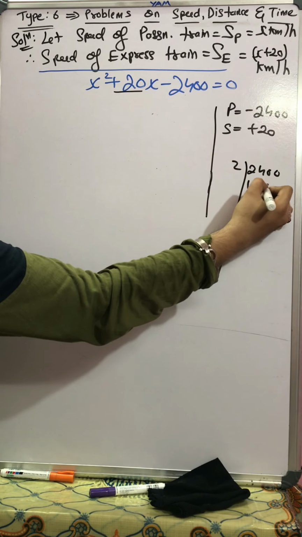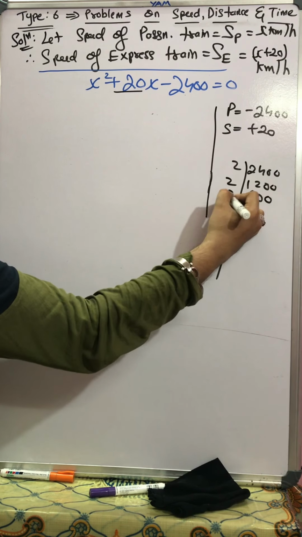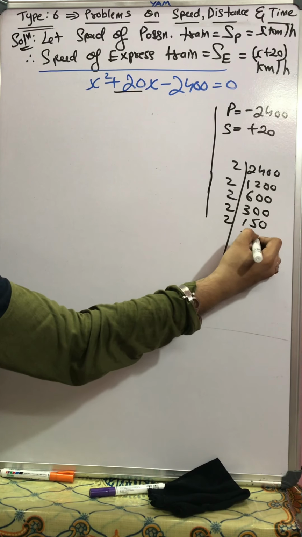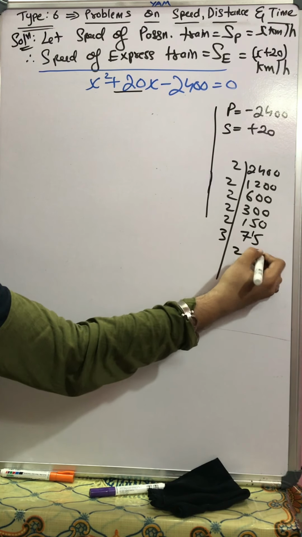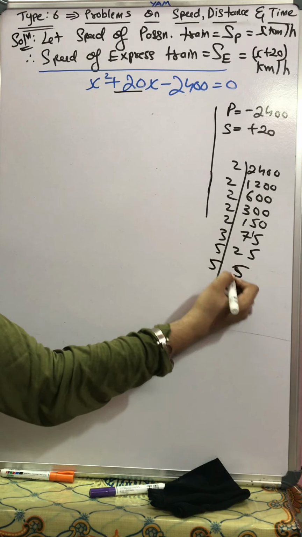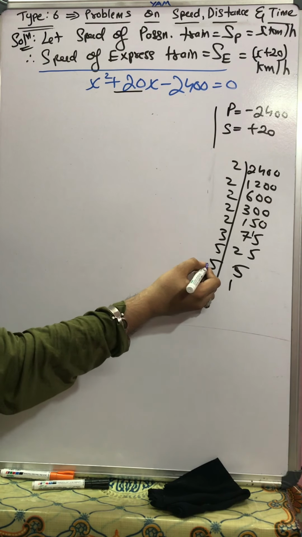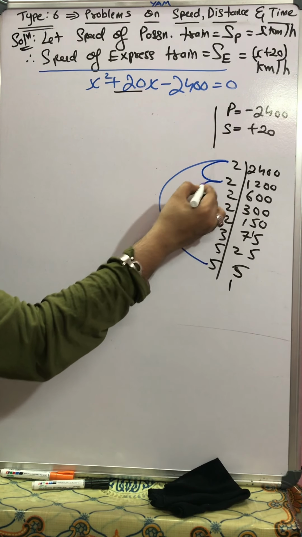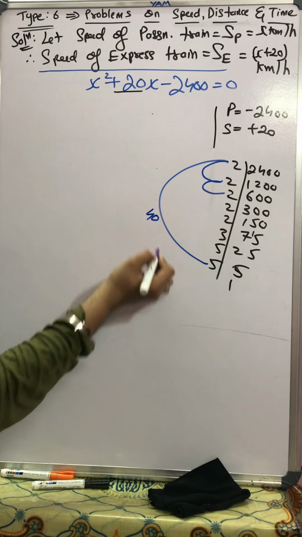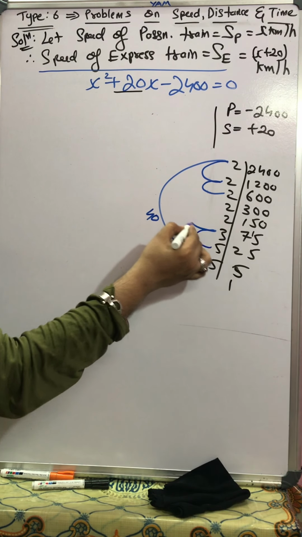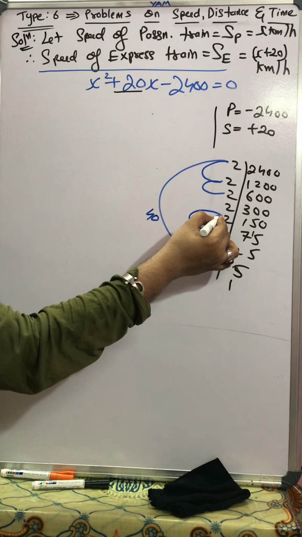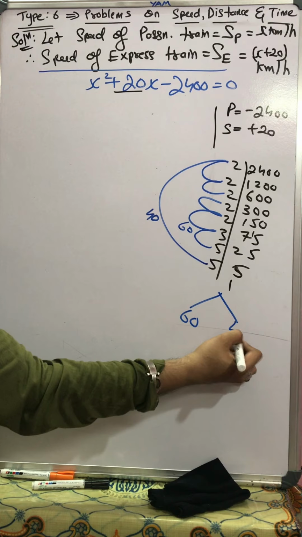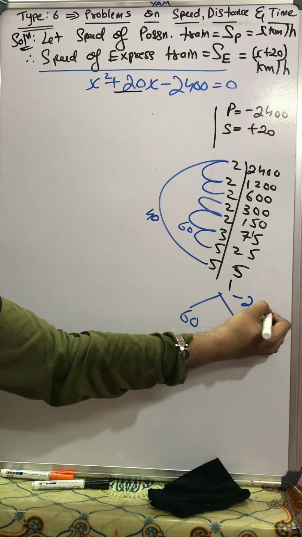2 1s are 2, 2 2s are 0, 0 0s are 2 6s are 12 00, 2 3s are 6 00, 2 150s are 2 75s are 3 2s are 6, 3 5s are 15, 5 5s are 5 1s. Now please see here, 5 2s are 10, 10 2s are 20, 20 2s are 40. Okay, and 5 3s are 15, 15 2s are 30, and 3 2s are 60. So 60 and 40, we want minus 2400.